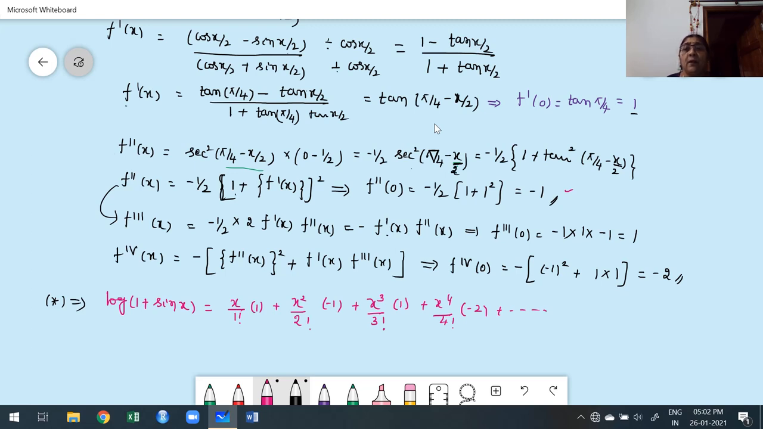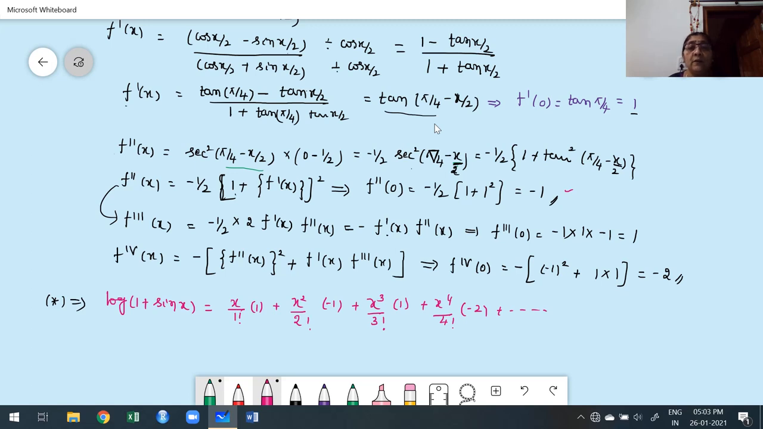Okay, fine. Now, using the fundamental relation, I'm going to express this in terms of tan. Why? Because f dash of x is nothing but in terms of tan. Therefore, now minus half into 1 plus tan square of pi by 4 minus x by 2. Then this is nothing but minus half into 1 plus f dash of x.